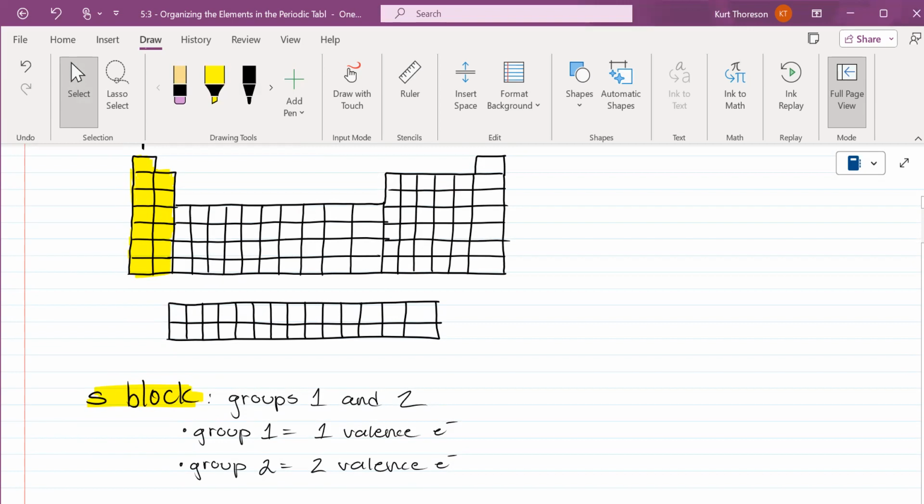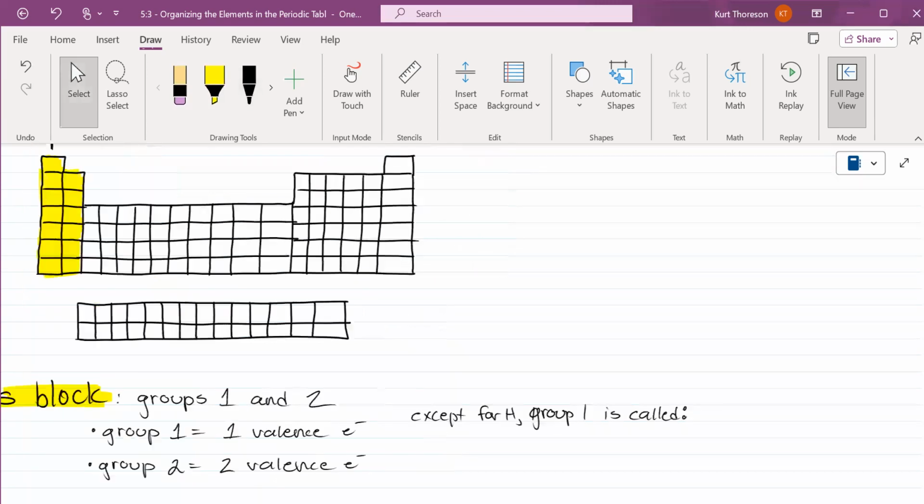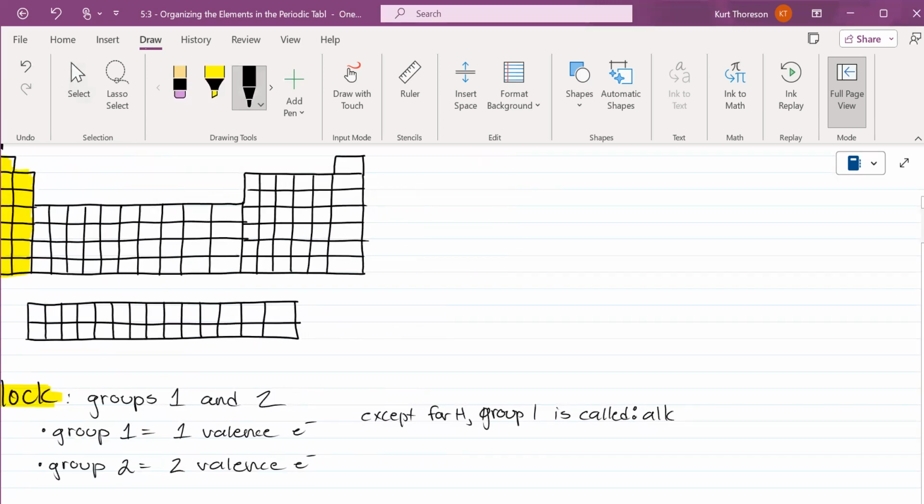Here's the bonus question. Except for hydrogen, group 1 is called what? The alkali metals. Okay. What are the group 2 metals called? Alkaline earth.